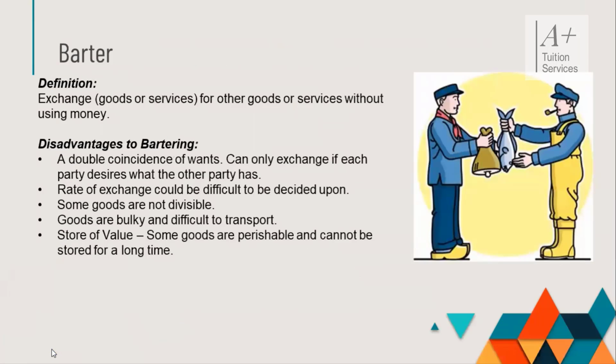We're now talking about a very common topic in POB, which is barter. And barter is basically the exchange of goods and services without the use of money. So bartering happened before money was created. Money will be dealt with in a separate lesson. But basically, people traded the commodities they have without using money.